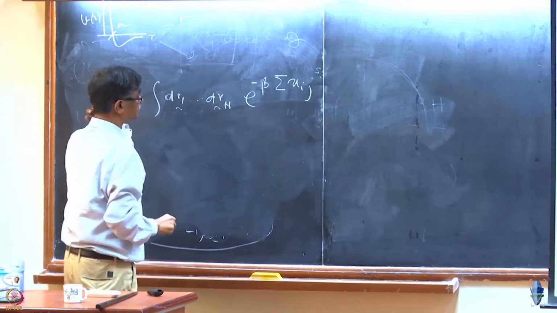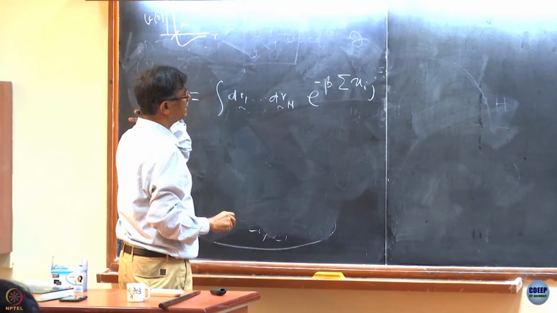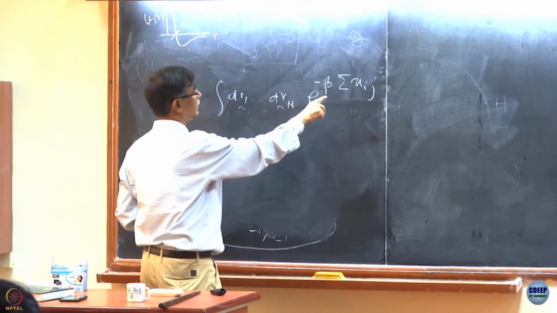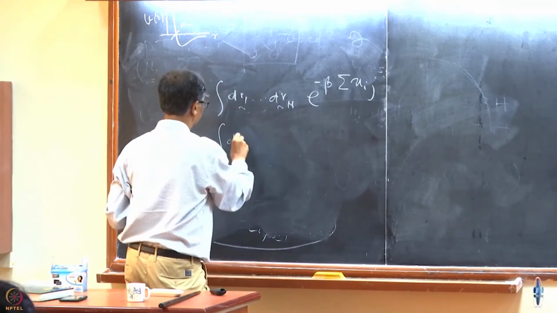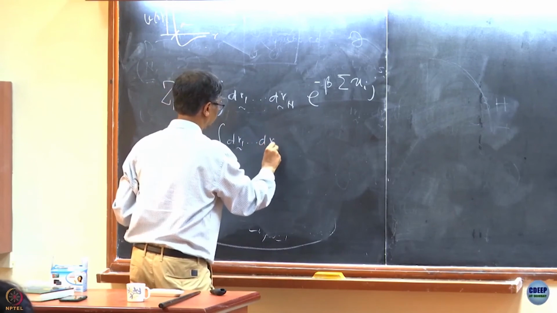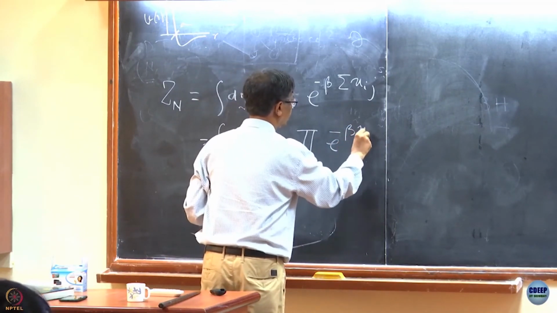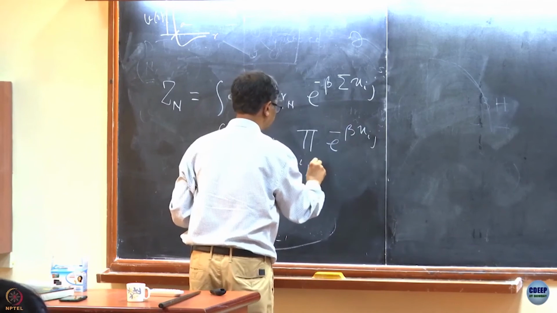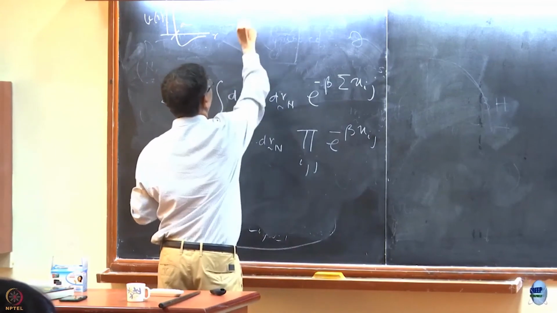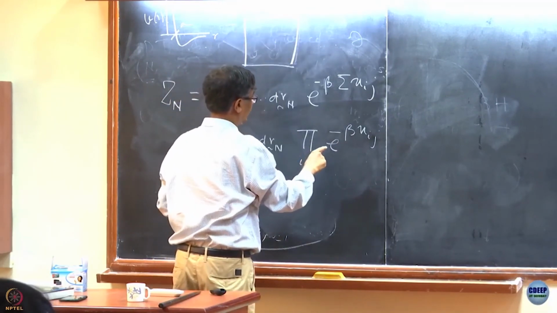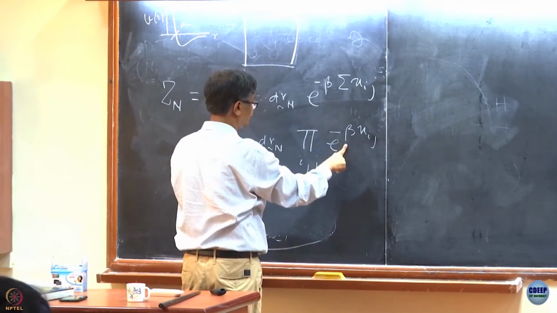uij. Now this is the sum over all the particles, which I am now writing as a product of e to the power minus beta u ij over all pairs i j. The difficulty I face, I am telling you, is that if I keep it like that, these integrals do not converge.